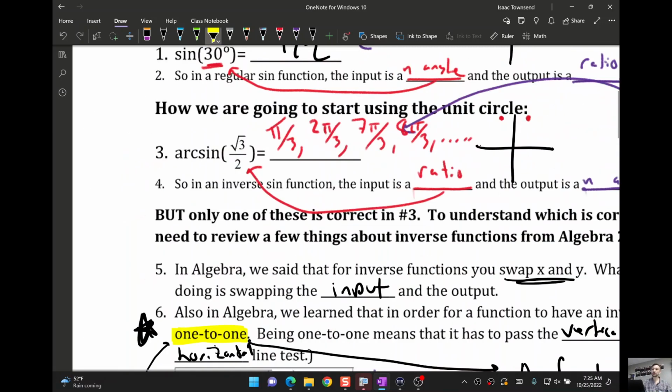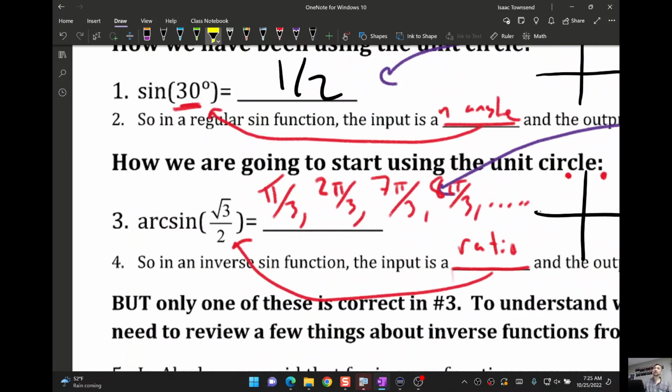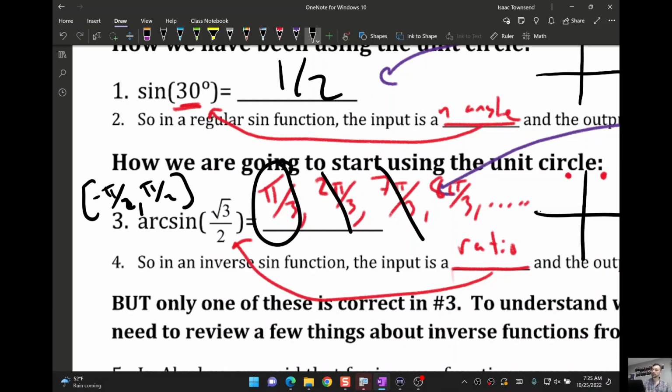If we go back up to question 3, there are infinitely many angles that have a sine of square root of 3 over 2, but only one of them is within that range. If the range is negative pi over 2 to positive pi over 2, which one of these should we keep? The first one, pi over 3. That is the one and only correct answer. There's only one correct answer for each of these questions.